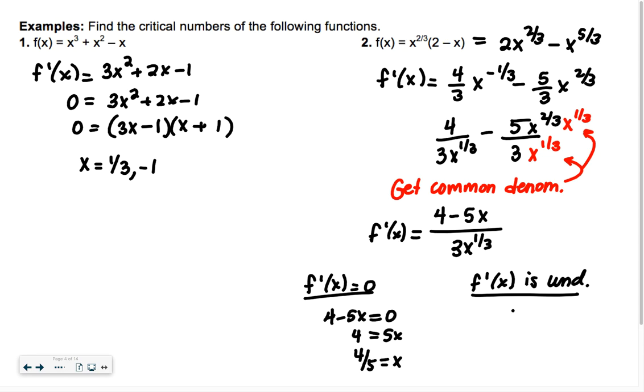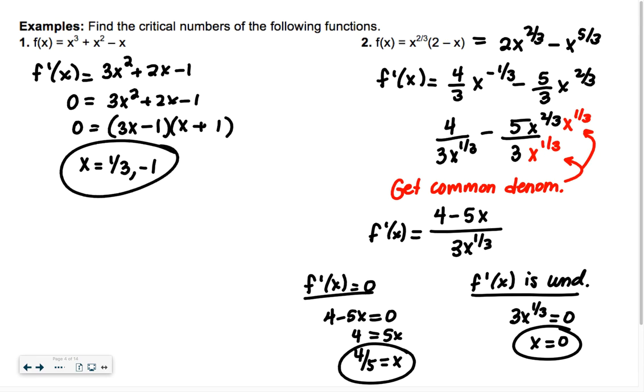And then f prime of x is undefined. Well, that's 3x to the 1/3 equals 0. So at x equals 0, exactly. Does this make sense? So those are two of our critical values. Well, our two critical values, our only critical values. Okay, does this make sense?